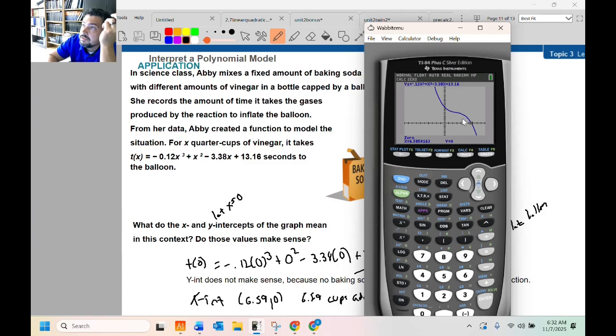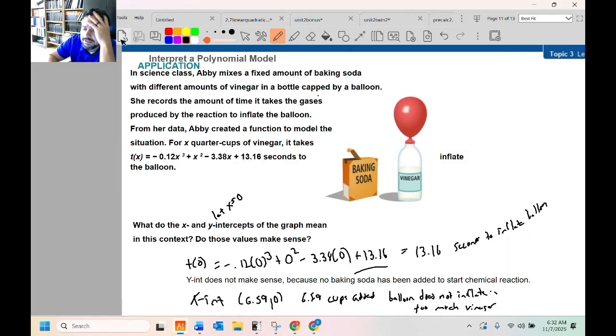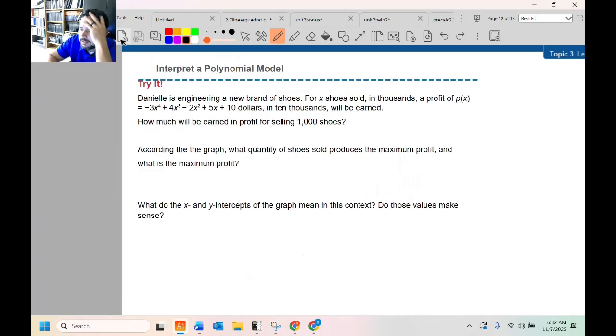Actually, let's think about this. It was a spontaneous inflation, is what that would be saying. And look at some of this stuff down here. That's negative time. And this stuff over here is negative cups of vinegar added. So interesting things about that graph. All right, we got to try it here. It's the last one to do.